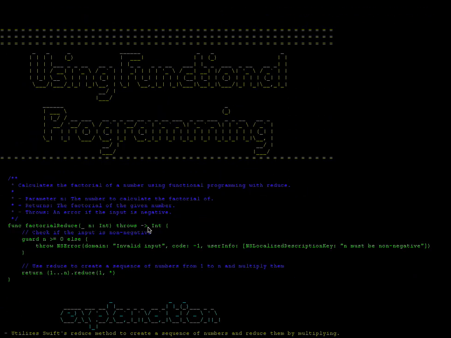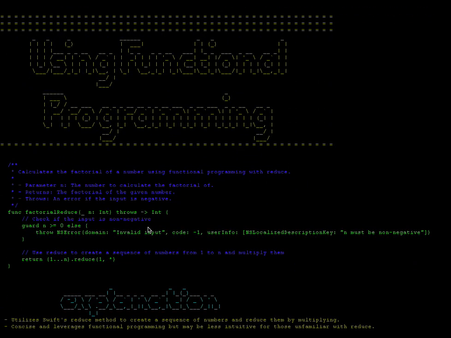Another option that you have is using functional programming. With Swift, you can use functional programming with the reduce method, with which you can create a sequence of numbers and reduce them by multiplying. Here you have an example where you have the sequence from 1 to n and reduce it by multiplying.